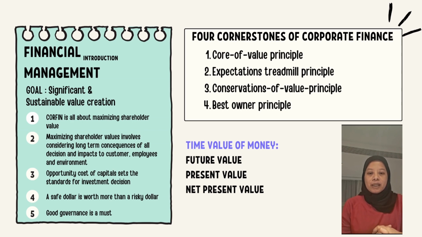Number three is about the treatment of expectations from the shareholder, which is related to the expectation of the share price. The higher the expectation of the shareholder, the more they need the management to perform better. And then the fourth one is the best owner principle, which is related to the condition that business value depends on the owner's own capability.